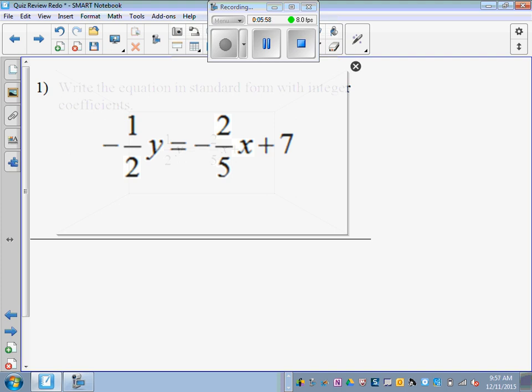So we got this down. We have negative 1/2 y equals negative 2/5 x plus 7. So again, we're going to write this in standard form. All right, we have some issues. What are our issues here? Fractions, and my x and y are on different sides.